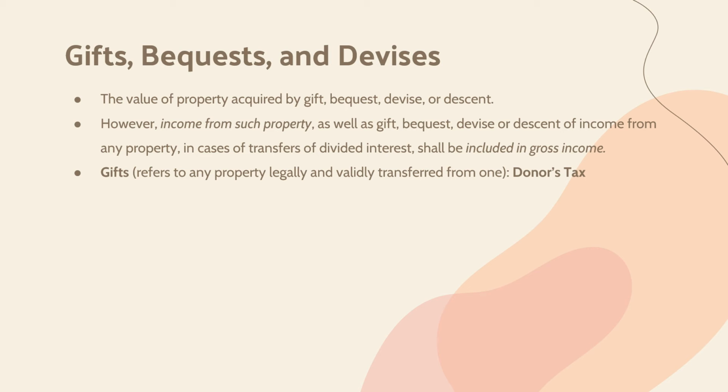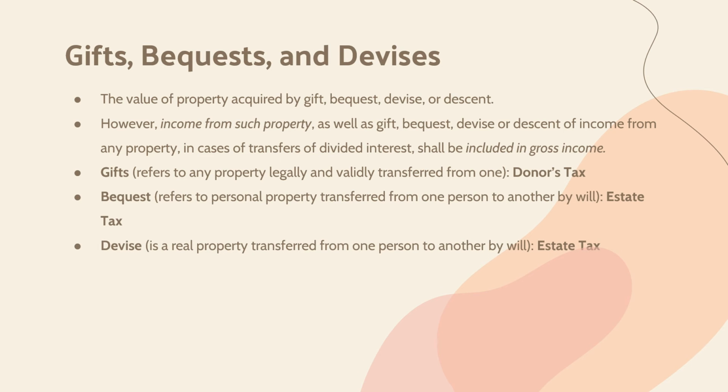When we say bequest or devises, the difference of the two is that a bequest refers to personal property, and a devise refers to real property. These too are given upon the death of the donor, or form part of an inheritance to the receiver, heirs, or beneficiaries. Our taxability here is estate tax.